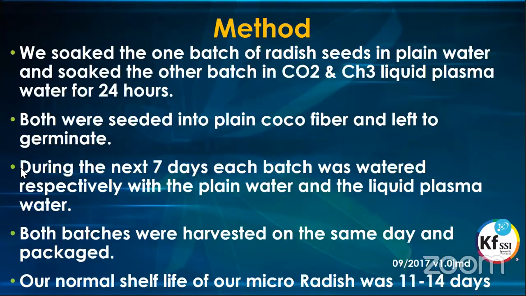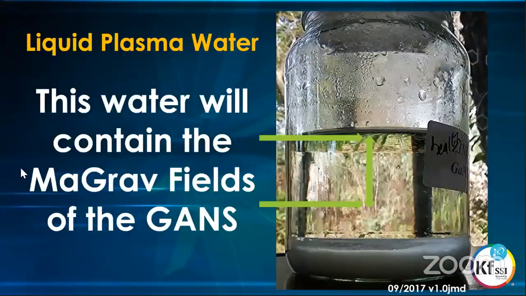And just to refresh those that we had done, I think it was in workshop part 5, the liquid plasma water is just the water above your GANS. So it's not using the GANS itself, it's just taking the water, because it's the water itself which is containing the fields of that GANS. So that was just a refresh so that people can understand what I'm talking about when I'm talking about the liquid plasma water.